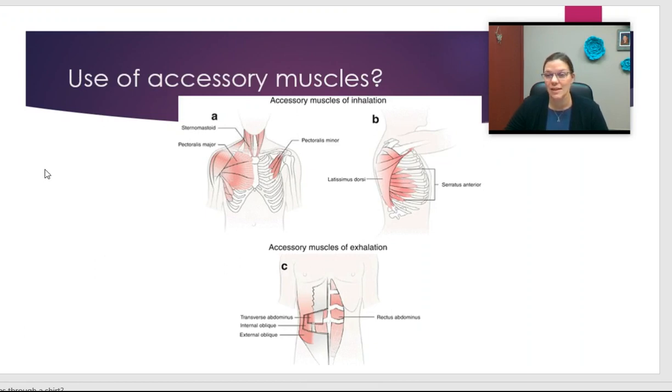So we're going to assess the use of accessory muscles. I did talk a little bit about the intercostal muscles, but there's also the sternomastoid and pectoralis major. You've got your latissimus dorsi and serratus anterior. And then to exhale, if you're having to push against a pressure or something, you've got your abdominal muscles.